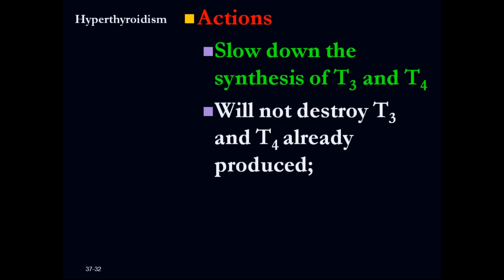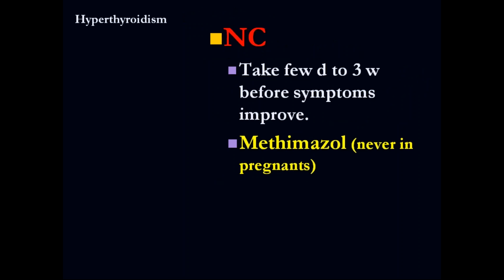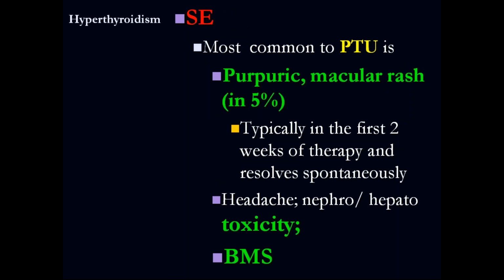This does not destroy T3 and T4 already produced by the thyroid gland. Okay, methimazole, never in pregnancy, as we already mentioned. Side effects: purpuric macular rash. What is purpuric? Purpuric are small dots that appear in the skin, red blood dots appearing in the skin because of this hyperthyroidism effect.